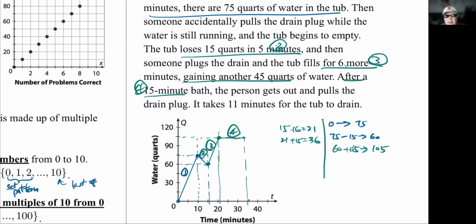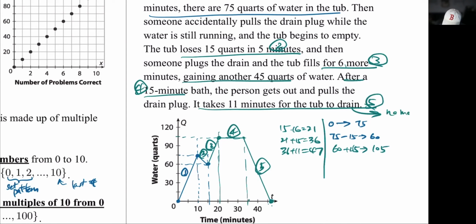Sounds good? And the last information is that it took 11 minutes to drain. Okay, 36 plus 11, that's 47 minutes. At the 47-minute mark, which should be about here, because that's 45 and a little bit past. Yeah, that's right. And then it goes all the way to 0 at that point, right? So that is 5. When he says drain, no more water, right? And that really is it.